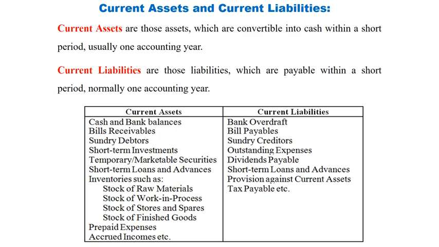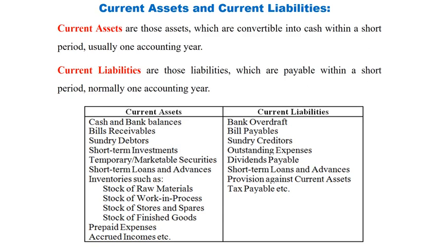Current assets: cash and bank balance, they need not be converted into cash because they are already in cash form. Bills receivable, they take some time to convert into cash. Normally, they have to be presented with the banker, then discounted, or wait for the maturity period, and receive back the money. Sundry debtors, same thing. Short-term investments, they have to be sold to get cash.